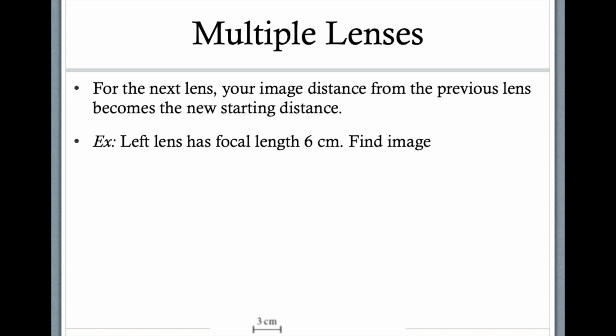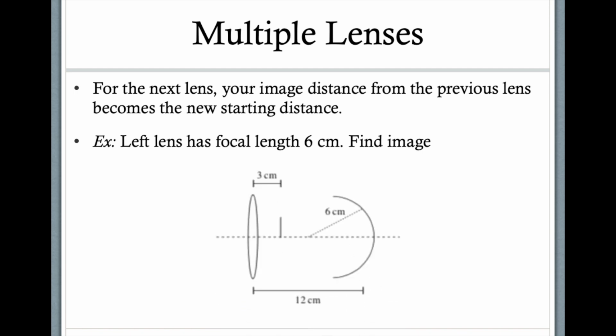Let's look at this following example. The left lens has a focal length of 6 centimeters. We want to find the image, and in fact there will be two images for this example. The object is in between these two lenses. It is 3 centimeters away from this leftmost lens and 9 centimeters away from this spherical lens. The focus of this spherical lens is going to be 3 centimeters since 6 divided by 2 is 3 and 6 is the radius of curvature.